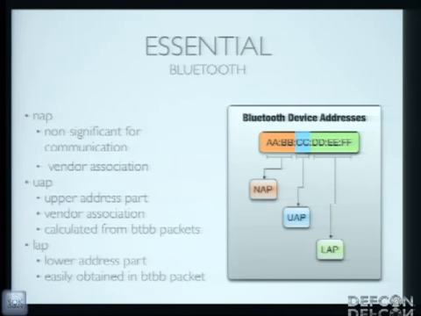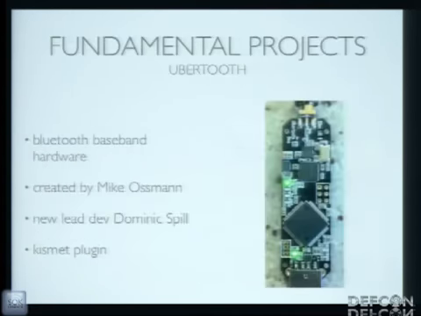We obtain this by checking its air checks, and basically we're able to obtain this sometimes. So we won't always have a UAP, but we can get it sometimes. LAP is basically given to us in Bluetooth baseband traffic, and we can pretty much always guarantee it's going to be there. And that's the Bluetooth address space in a nutshell.